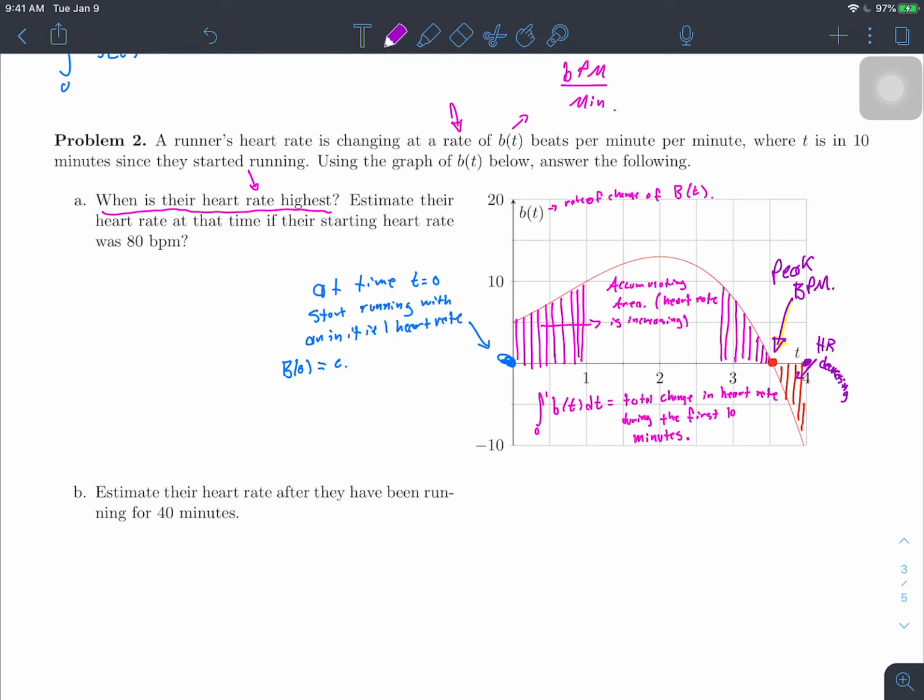Their starting heart rate was 80 beats per minute. I guess I shouldn't have used C here. So their starting heart rate was 80 beats per minute, and then they accumulated a bunch of heart rate here. And they even ask us to estimate their heart rate at that time if their starting heart rate was 80 beats per minute. Well, we can do that by taking 80 plus the integral from 0 to 3.5 of b of t dt.